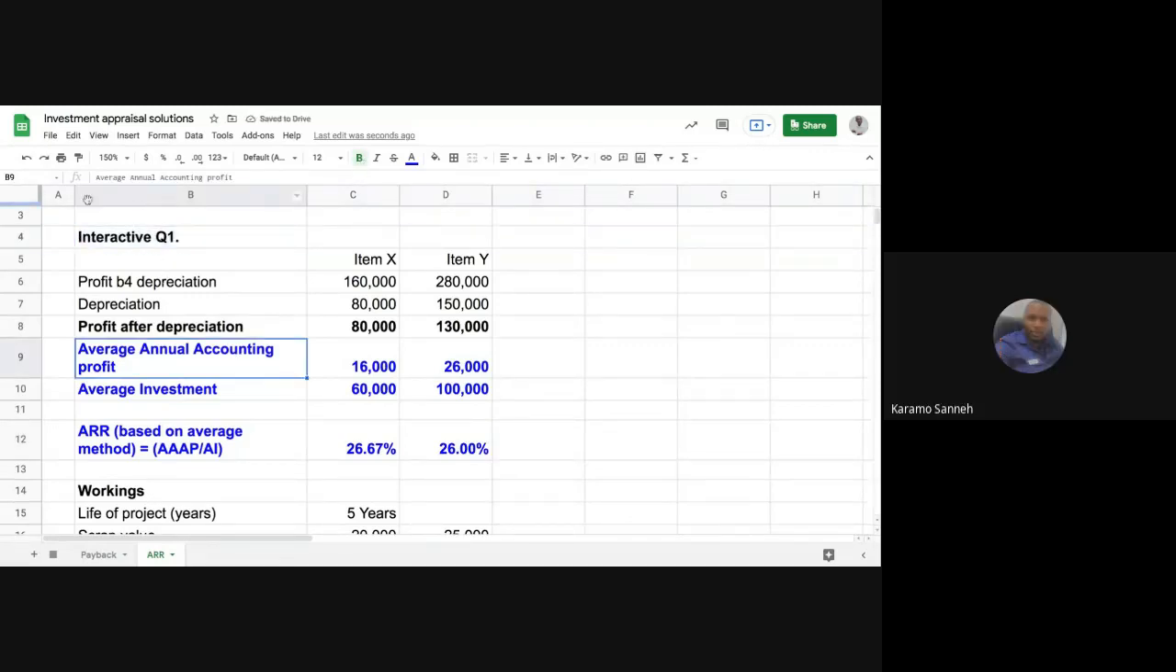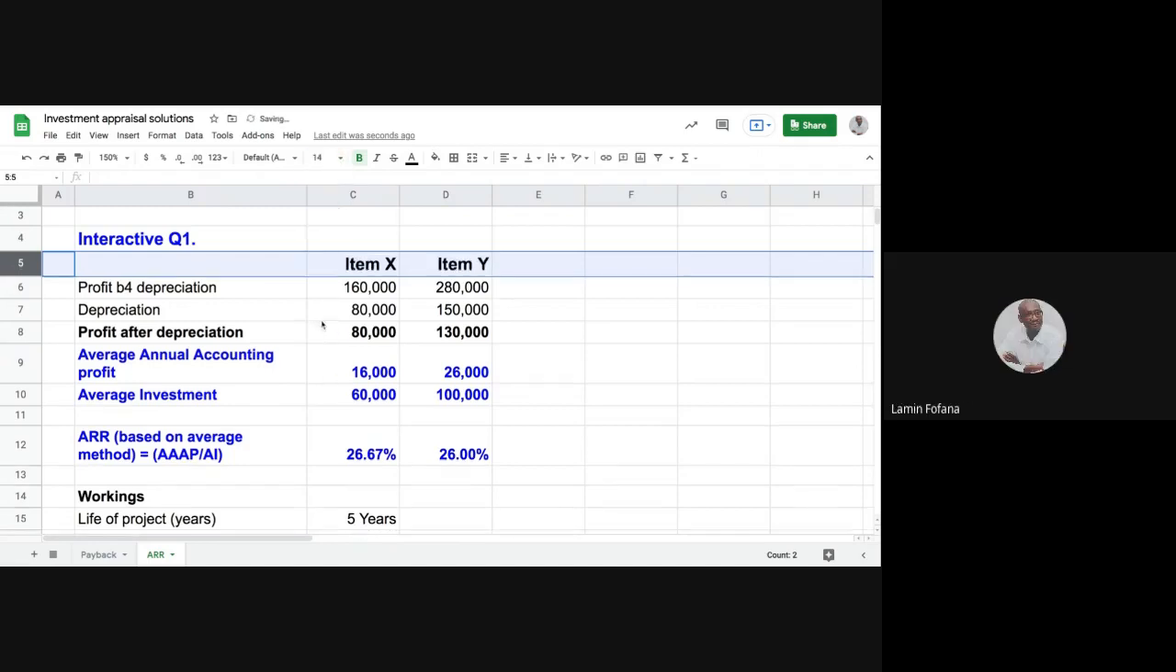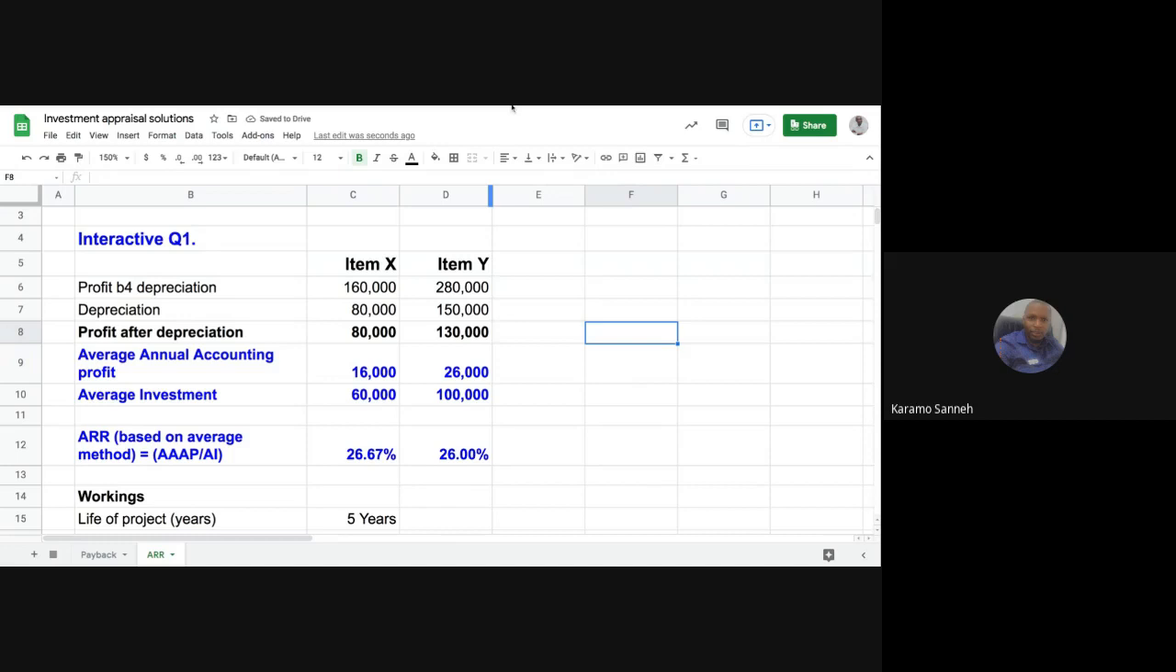Yes. We have to go in for project X. We will go in for project X, item X. Why? Why are we going to go in for item X? Because its return is higher than project Y. Because item X has got an accounting rate of return higher than item Y. So therefore, we're going to execute item X, okay?